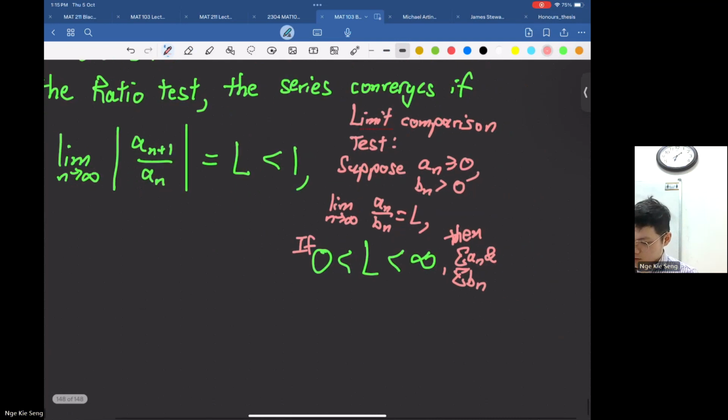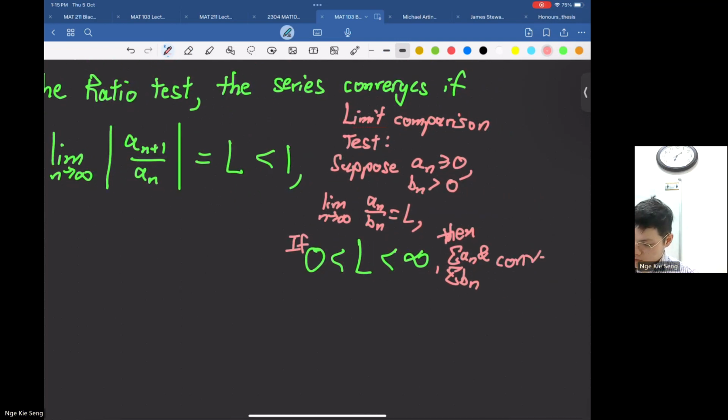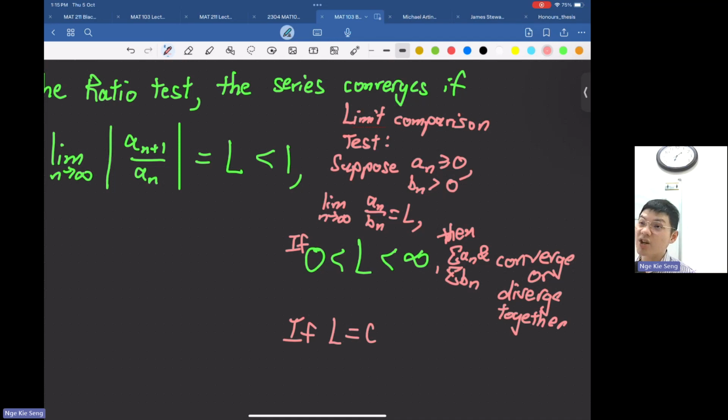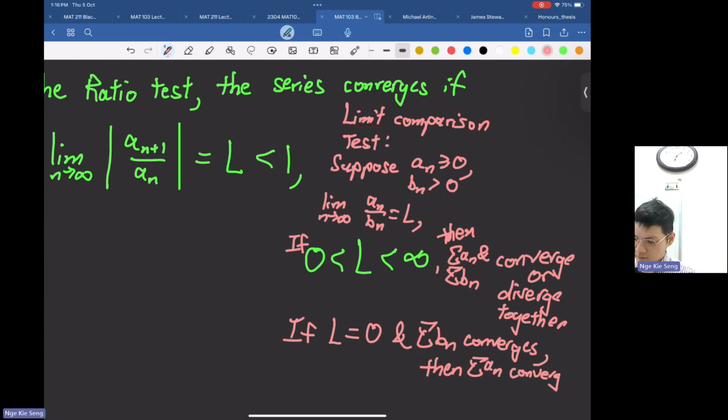Converge or diverge together. And then the other case is if L is 0 and Bn converges, then An converges. Okay. So this is the condition for the limit comparison test, not the ratio test.